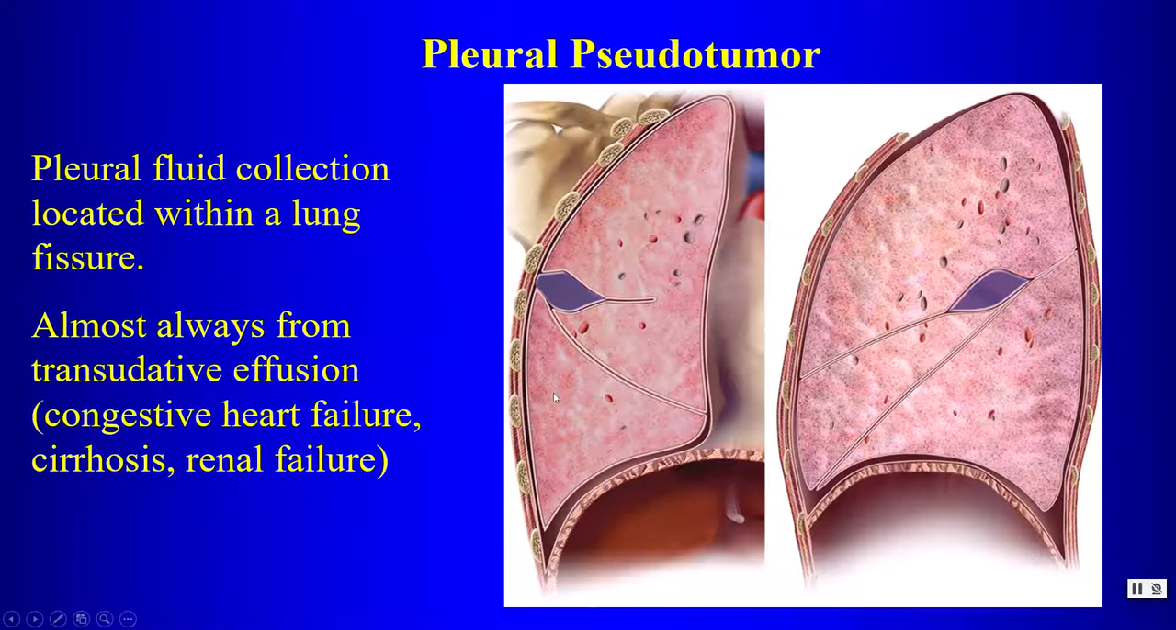A pleural pseudotumor represents a pleural fluid collection within the lung fissure. Almost always, this is a transudative effusion. So we can see this with congestive heart failure, cirrhosis, or renal failure. Commonly, we can see it along the minor fissure or along the major fissure at times also. So this is fluid that is loculated along the fissure.